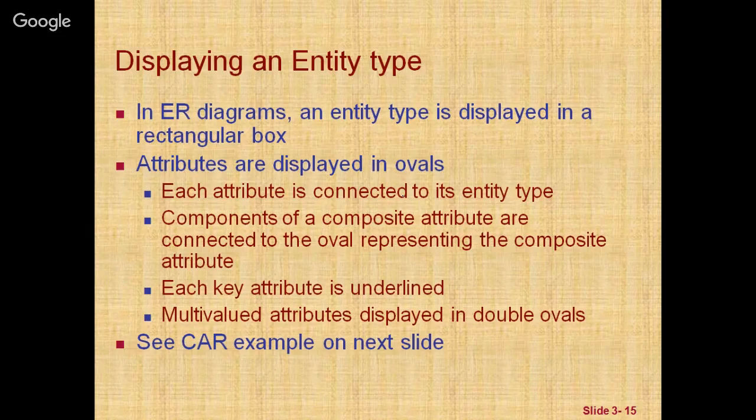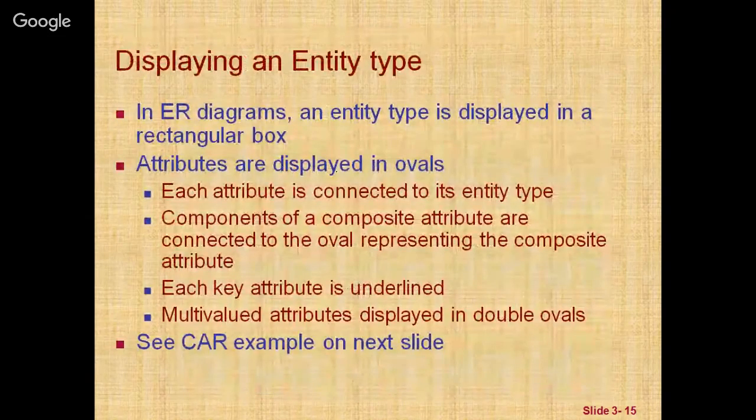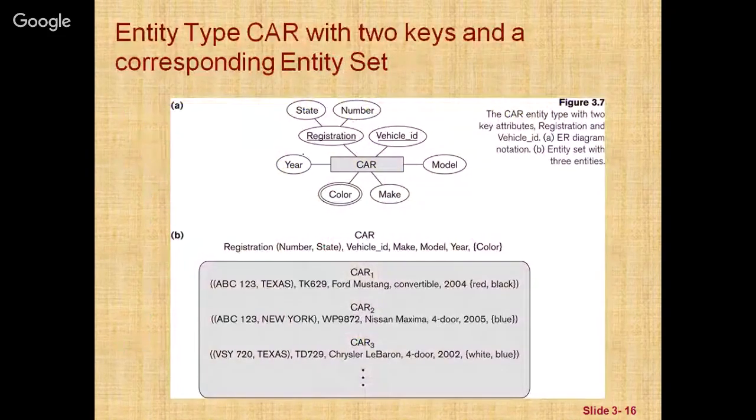In an ER diagram, an entity type is displayed in a rectangular box. Attribute names are enclosed in ovals and are attached to their entity type by straight lines. So the entity type is represented as a rectangular block enclosing the entity type name. You can see here, car is an entity type which has been enclosed in a box, and attributes are enclosed in ovals.